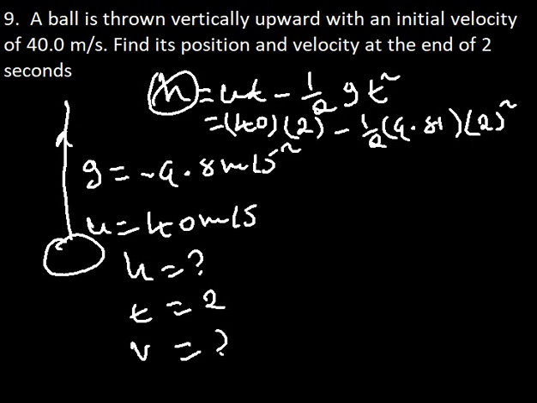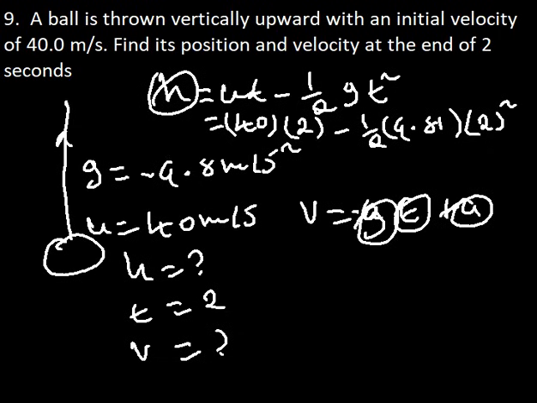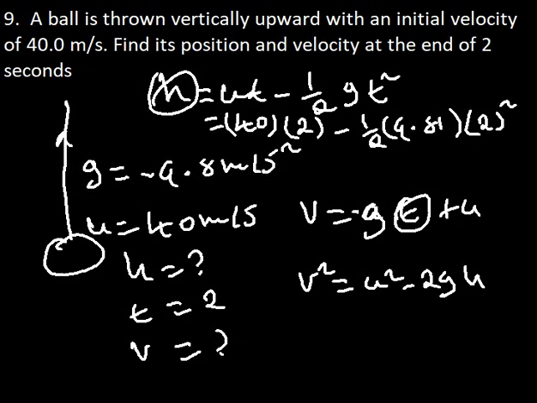And we need to have the final velocity there. Final velocity is equal to negative gt plus u, where t is the time, 2 seconds, u is the initial velocity, and g is the acceleration due to gravity. We can have that one, or else we can use this one: v squared is equal to u squared minus 2gh, where this minus corresponds to the negative g. So you can have that one.